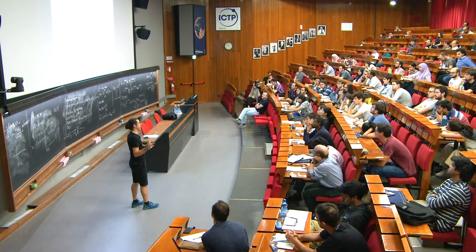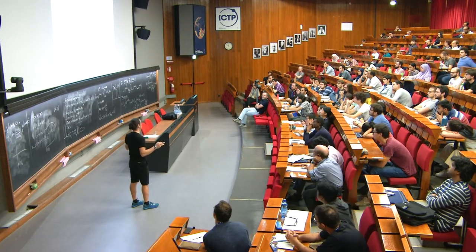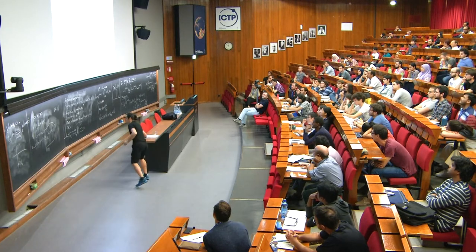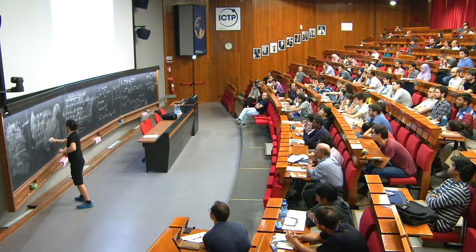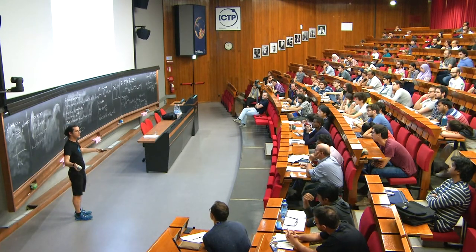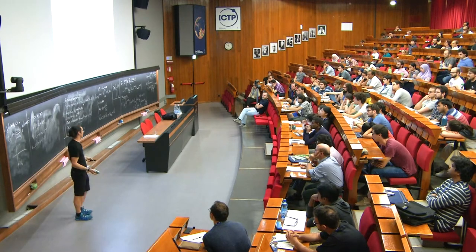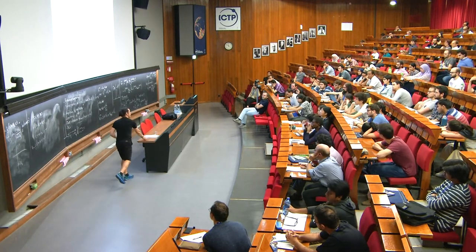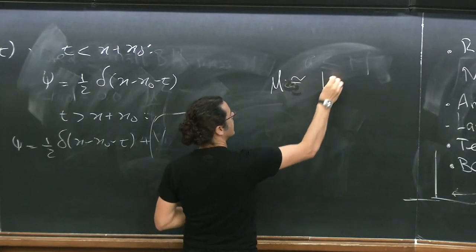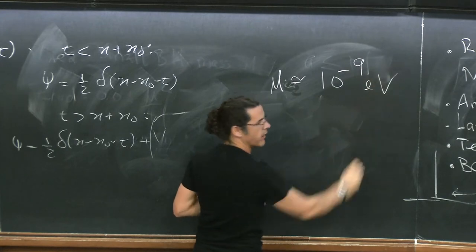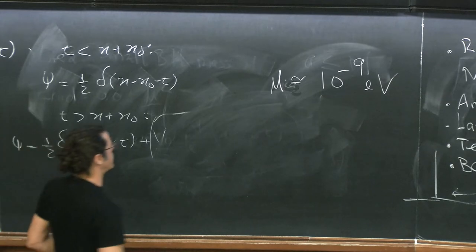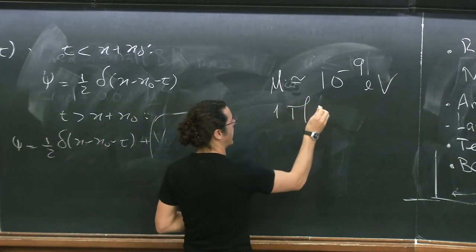Actually, the question is very good because this takes us to another item which I didn't even write down, which is the following. Okay, I want to build a boson star that looks like a one solar mass black hole. And then you tell me, yeah, there is in the universe a field with a mass mu equal to 10 to the minus 9 electron volt, let's say, okay? And then that's fine. I will build a one solar mass object that looks like a black hole.